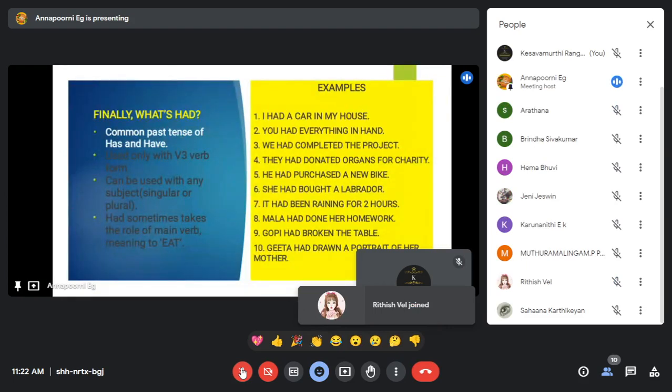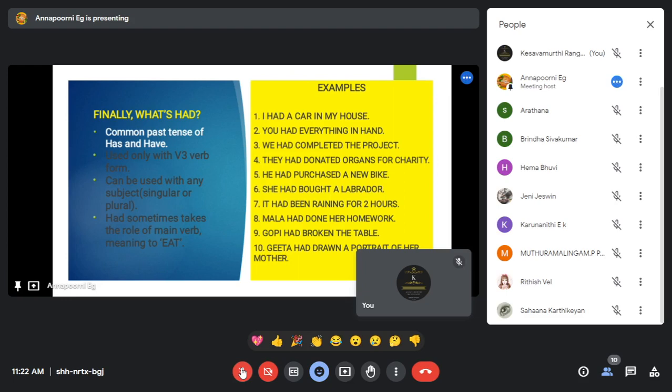That is why you are using had. I had a car in my house. என் வீட்டில் ஒரு கார் இருந்தது. Okay. You had everything in hand. உன் கையில எல்லாம் இருந்தது. Sometimes we tell, right? You had everything. You had so many chances, but you missed it. You lost everything. That is what I'm trying to tell here. You had everything in hand, but you lost everything.